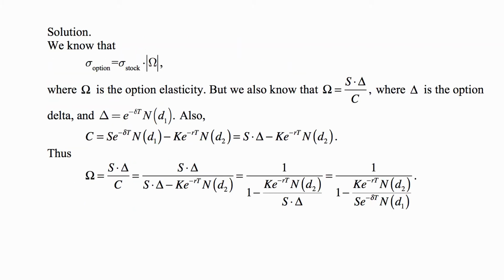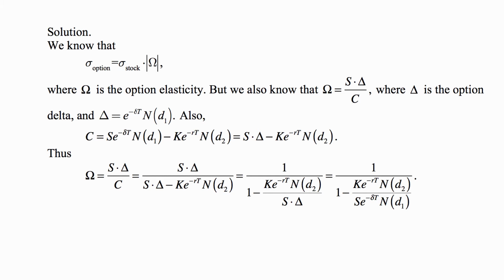So you actually need to know that the volatility of the option is the volatility of the underlying stock times the absolute value of the option elasticity. And the option elasticity is the price of the stock times the option delta divided by the price of the call. And delta is equal to e to the minus delta t times N of d1, which refers to the notation of the Black-Scholes formula, where you just see here the Black-Scholes formula for the price of a call.